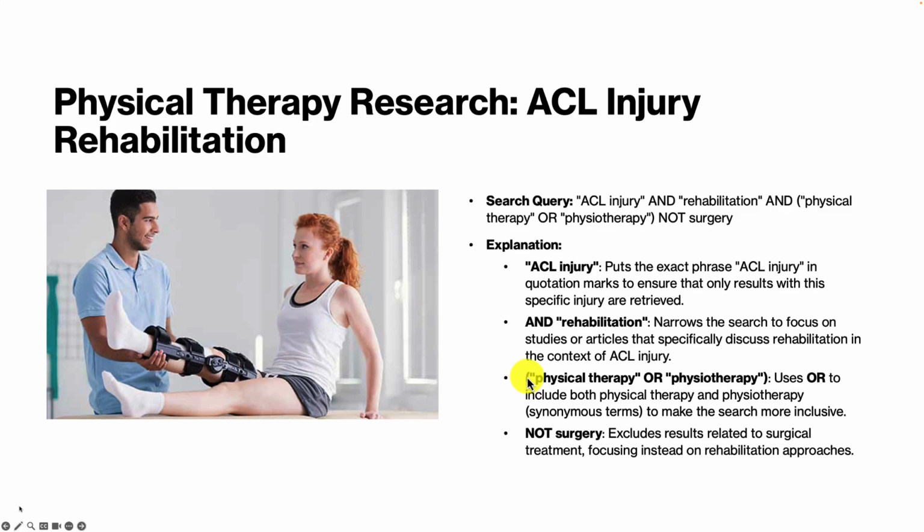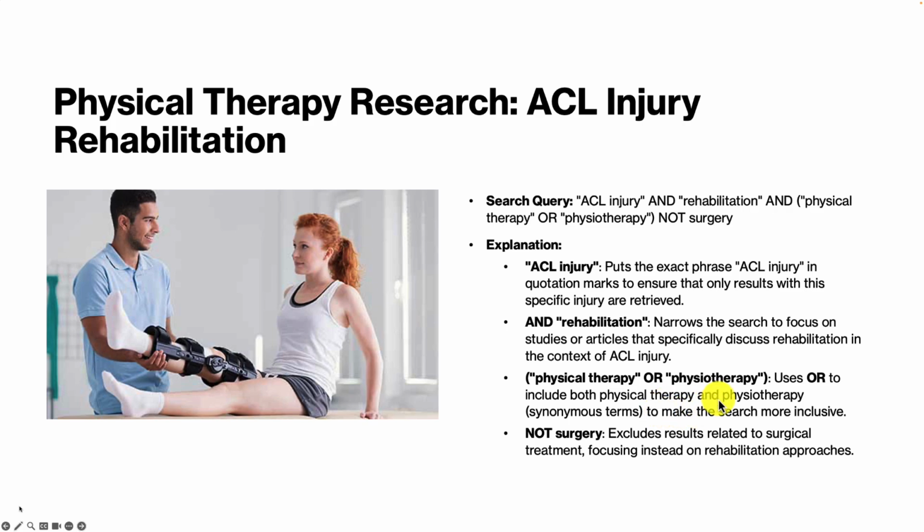Now, when I use the parentheses here, and there's an or in there, I'm asking it to also retrieve these terms that could be used interchangeably, right? They're both physical therapy, so they're synonymous, and this will make the search more inclusive.